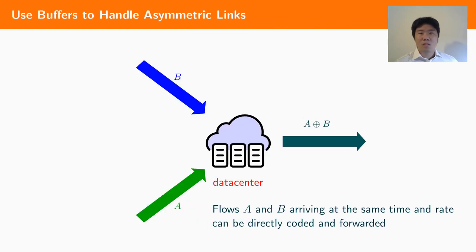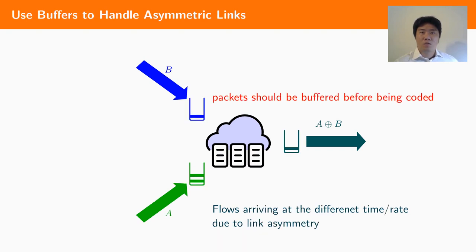We use a simple example to illustrate the consequences of asymmetric links for network coding. Here, two flows A and B are coded into one flow A XOR B. If both A and B arrive at the data center at the same pace, their data can be coded and sent out directly. Due to non-uniform delay, packets from A and B could arrive asynchronously. We need to close the temporal gap by buffering early packets to wait for the lagging ones for coding.